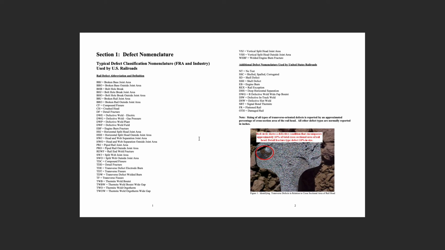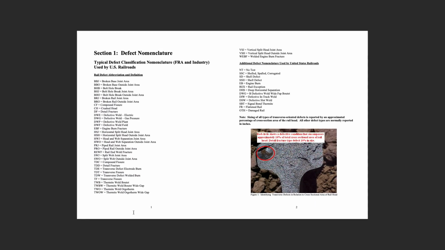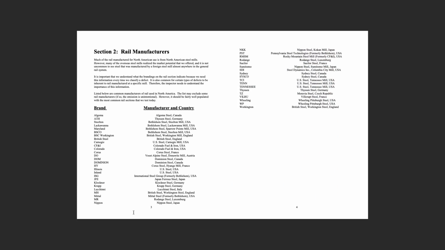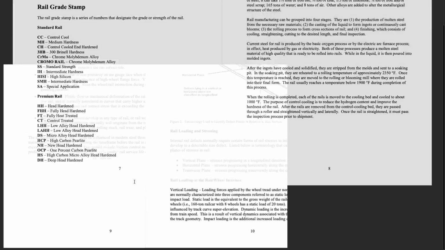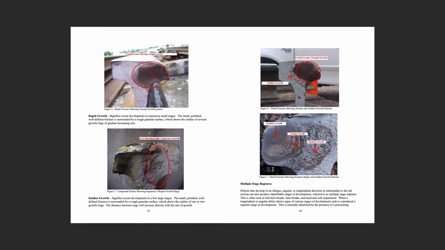So I managed to find a report from the Federal Railroad Administration, and these are all the types of issues that could go wrong with railroads. And you can see the pictures here of defects that would occur and come up. So if you have a machine that's going over fast, you're going to be cracking the rail.